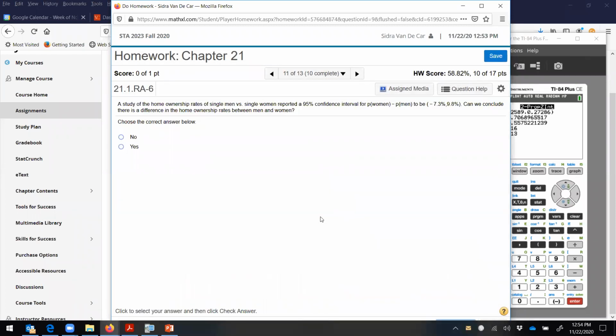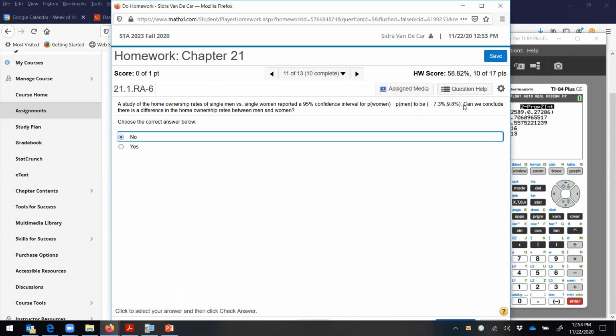A study of home ownership rates of single men versus single women reported a 95% confidence interval to be this. Okay, can we conclude there is a difference in home ownership rates? Nope. Why not? Because 0 is inside this interval.